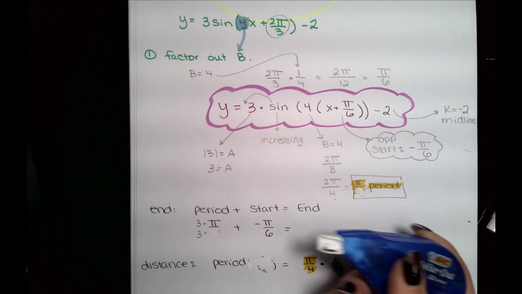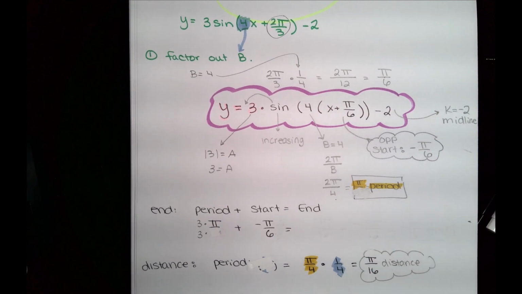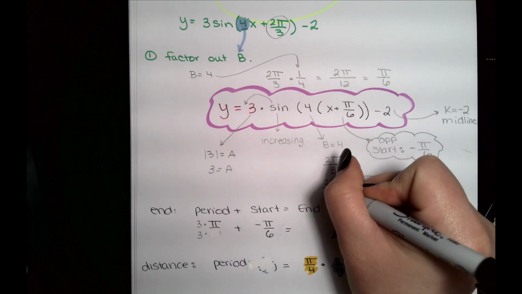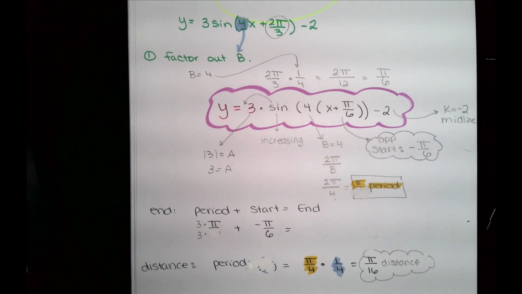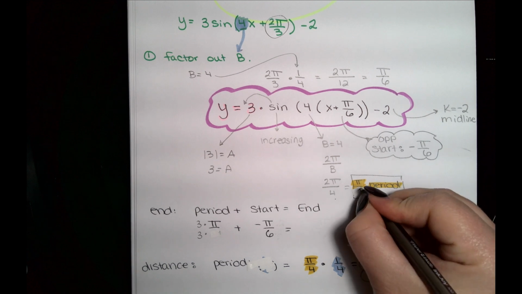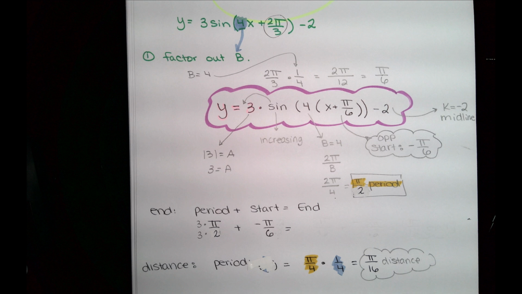This is going to be different. Let's see if it's going to work. There it is. All right, let's fix our mistakes. Mine, I mean. 2 goes into 2 once, 2 goes into 4 twice. So this is now a pi halves for our period. Our period is pi halves.